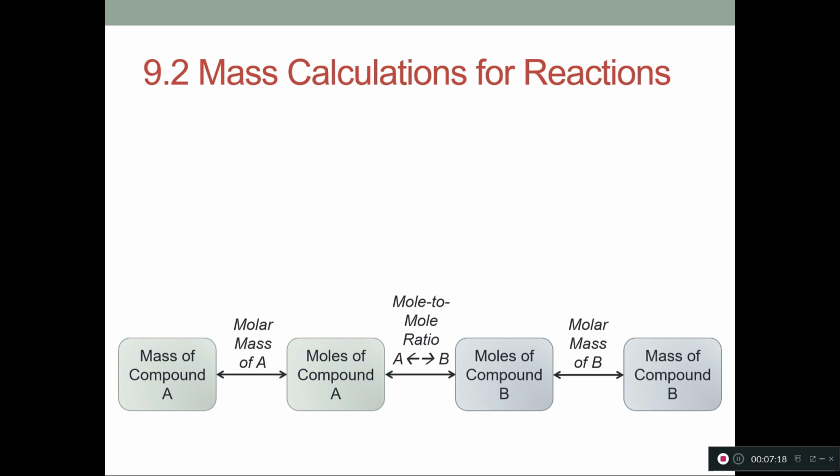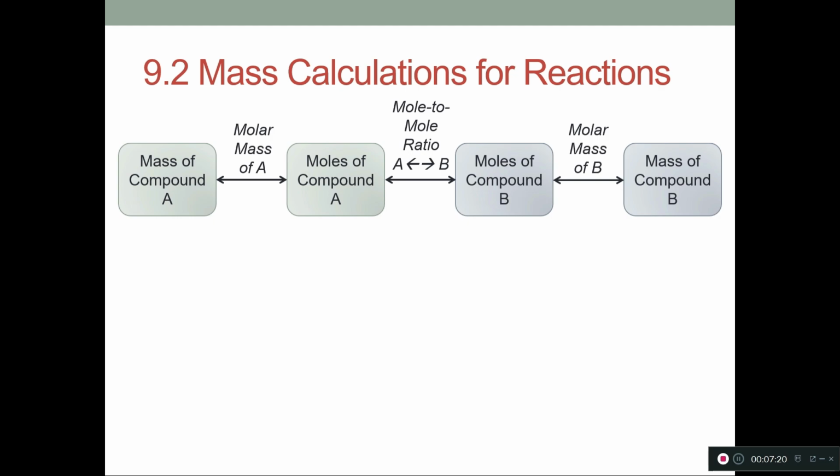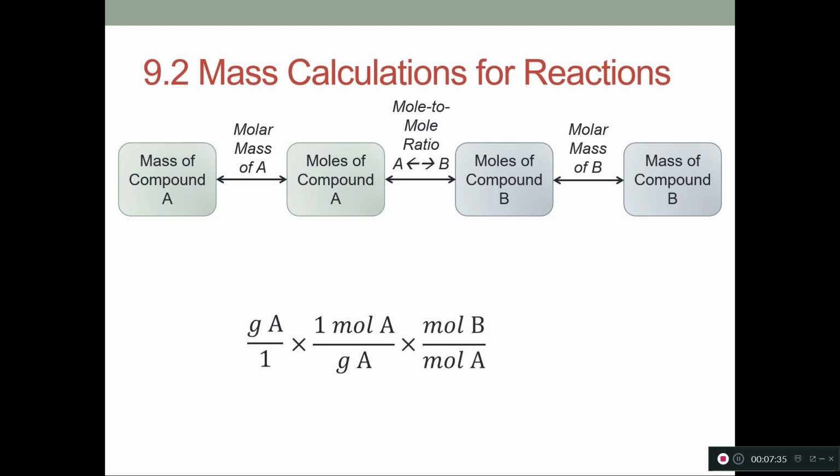If we want to look at this in terms of the units that we'll be using, we start with our mass of A. We will use the molar mass of A like this to cancel out the grams of A and get to moles of A. Then we use the mole-to-mole ratio of A to B. Then we use the molar mass of B. So this is our given mass here of A.